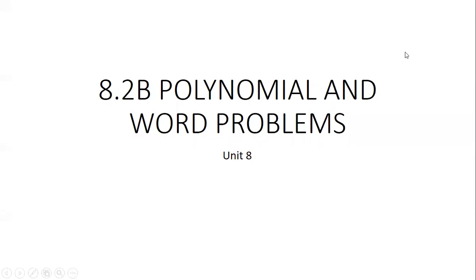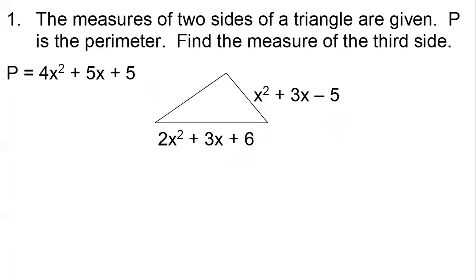All right, so we have polynomial and word problems. No, can't escape word problems. Now, here we're gonna start off with the measure of two sides of a triangle are given. P is the perimeter. Find the measure of the third side, okay?